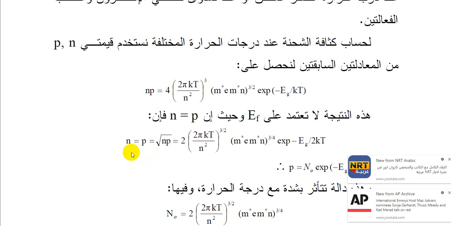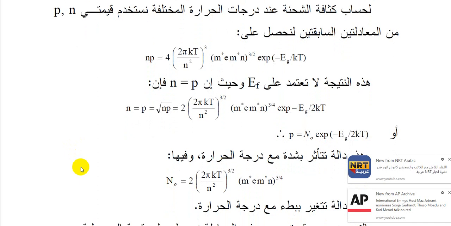The holes and electrons are equal in number and density. So we have the density equalization between the holes and the electrons. N equals P equals the square root of np, which equals 2 (2π kT over h squared) to the 3/2 times the effective masses of electrons and holes, exponential of minus Eg over 2kT. Or P equals N naught exponential, where P acquires N naught just because N was equated to P.